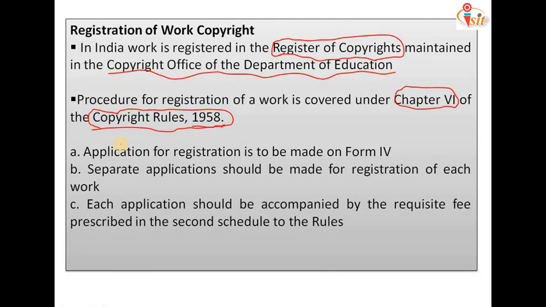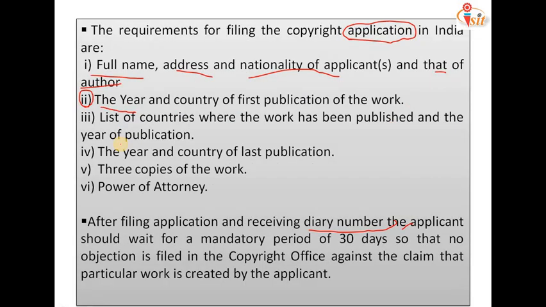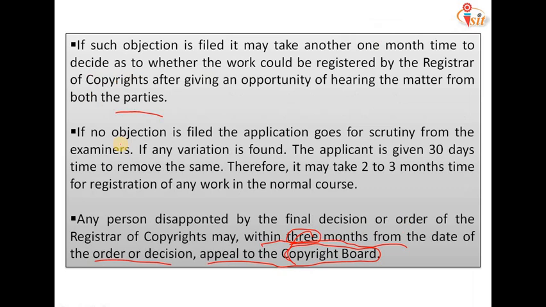First, you have to make an application. You have to fill application form number 4. Then you have to make a separate application for each work. Then you have to pay fees, and submit the necessary information at the time of application. Then you get a diary number, and the applicant should wait for 30 days so that no objection is filed in the Copyright Office against the claim that the particular work is created by the applicant. So the office presumes that the work is created by the applicant only.